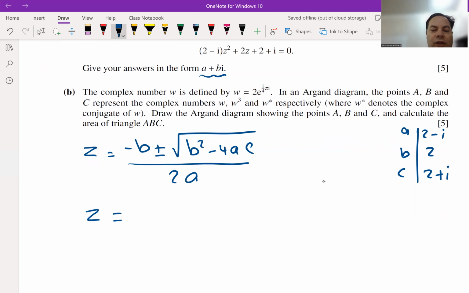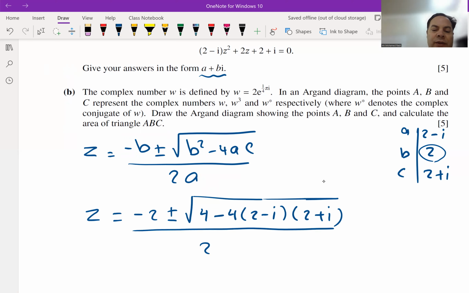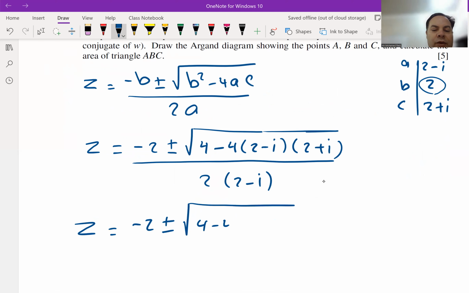Negative b, which is negative 2, plus or minus the square root of b squared, which is 4, minus 4 times a, which is 2 minus i, times c, which is 2 plus i, all divided by 2a. a is 2 minus i. Then start to simplify. z equals negative 2 plus or minus the square root of 4 minus 4.